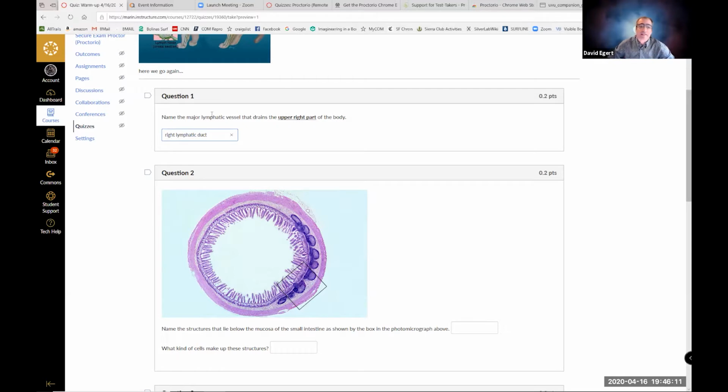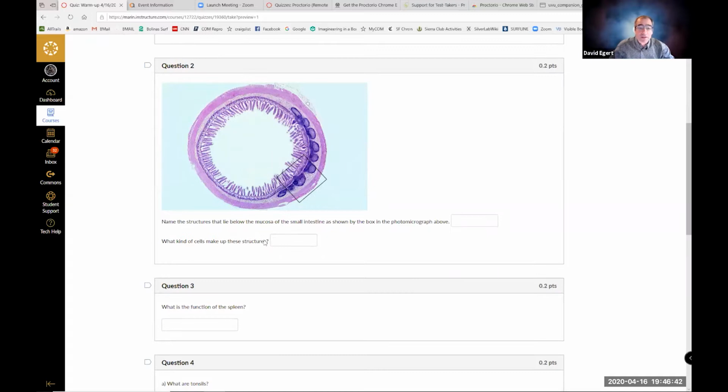What if I had said, name the major lymph vessel that drains the upper right part of the body and all of the bottom of the body? That'd be the thoracic duct. And like I mentioned, for our class, those are the only two major lymph vessels that you are responsible for. There are other lymph vessels that have names, but those are the two that you need to know for our class.